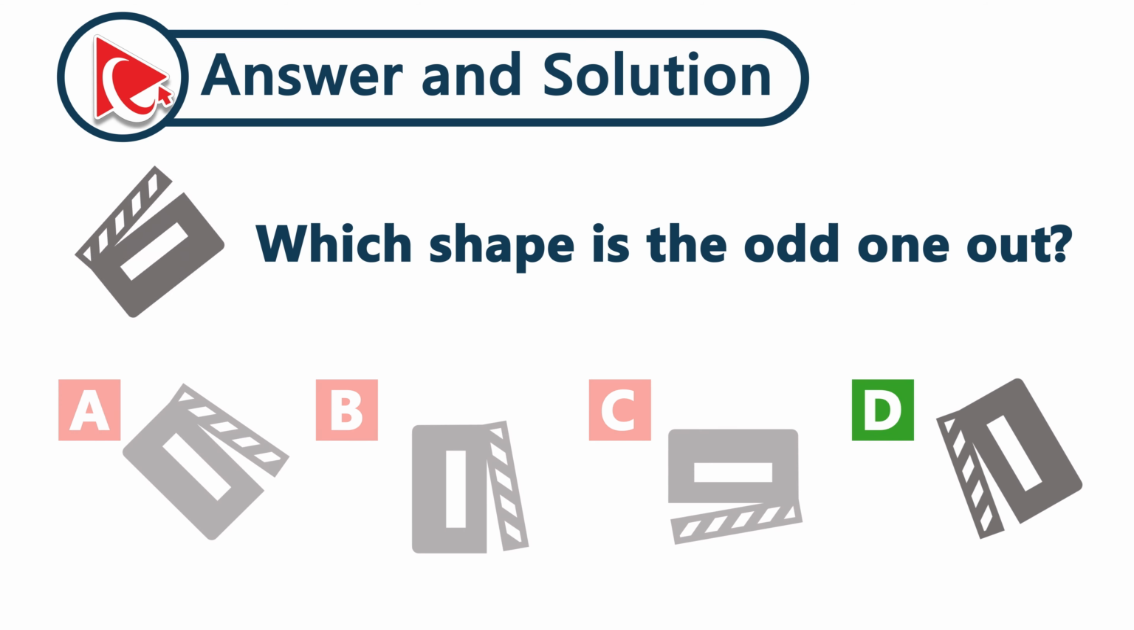The correct answer is choice D. When realigned, D is the only shape that faces right. All others face left, making D the odd one out.